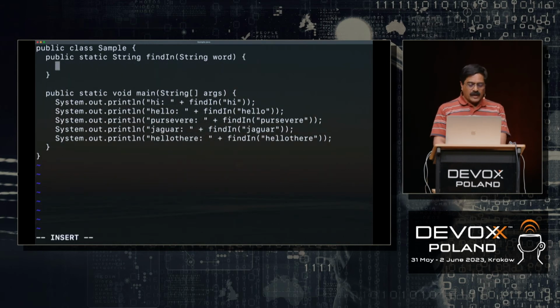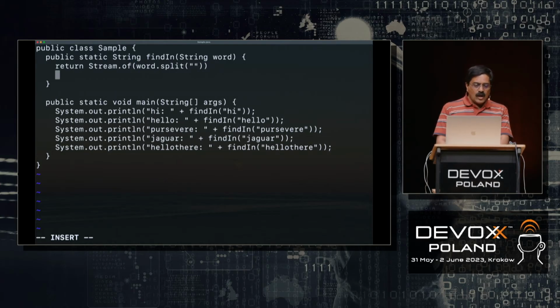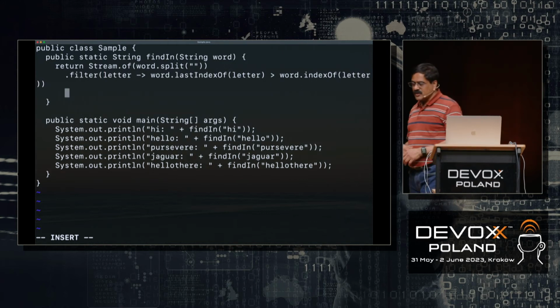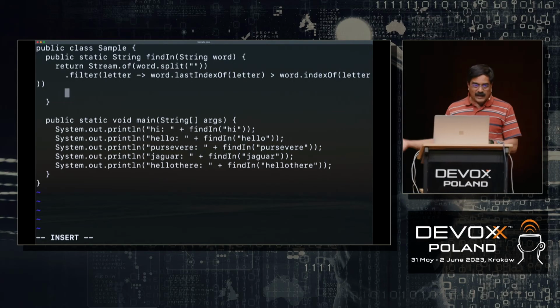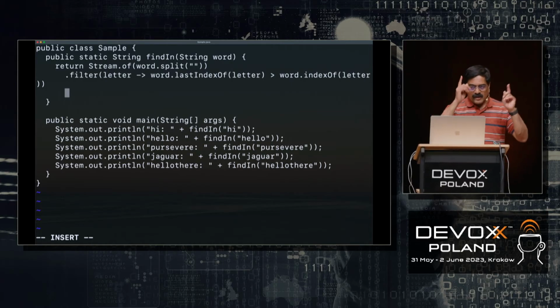So what we can do here is we can say return, and we can take the stream of the word and split the word on every letter. Now that we have a stream, we can say filter, and given a letter, we can say word.lastIndexOf the letter is greater than word.indexOf the letter. Obviously, if the index is different, then we know the letter is duplicated. If the index is not different, then it's only appearing once.